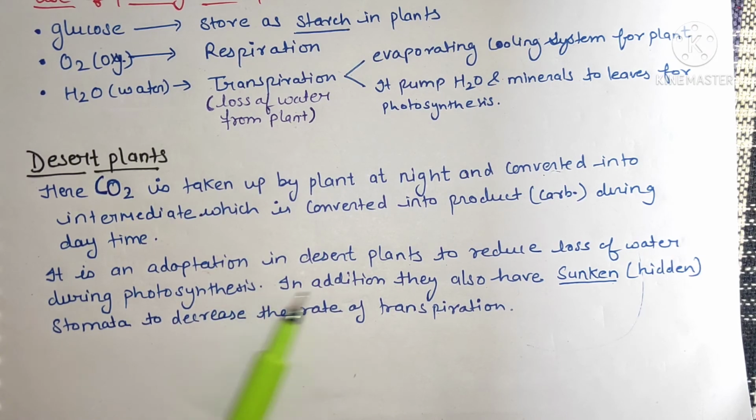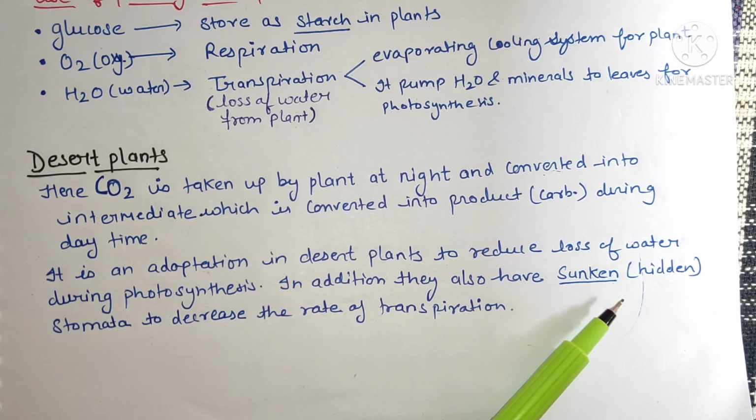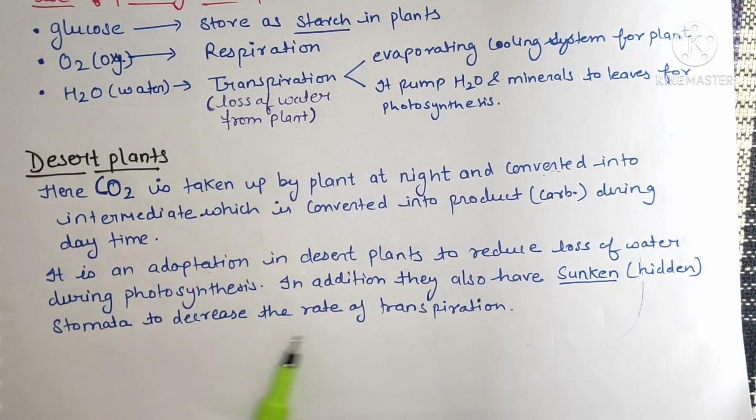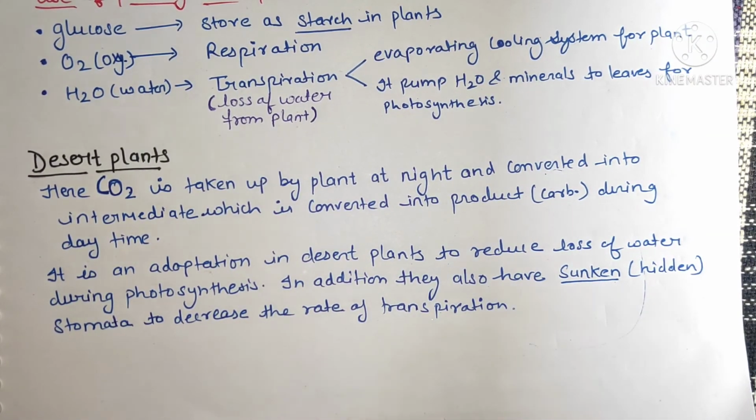In addition, they have sunken stomata, and sunken stomata are very different from normal stomata as they are hidden, meaning they are not present on the leaf surface. They also help in reducing water loss in desert plants. So this is a very important question for board examination.